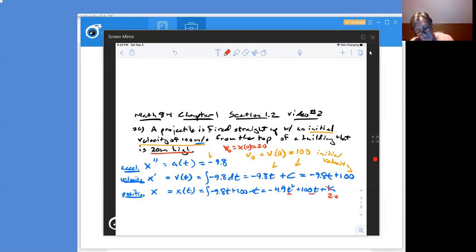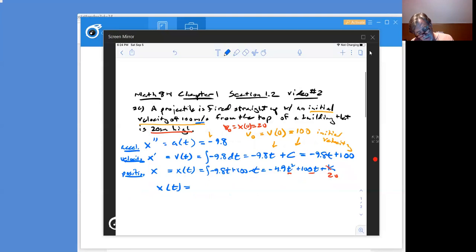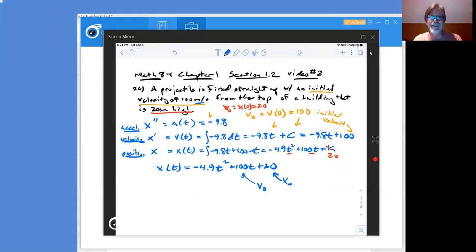So finally, what we have is our position function, classic Newtonian physics, a motion problem. And what we have is negative 4.9t squared plus 100t and then plus 20. And you can see, oh, that's the initial velocity. Oh, that's the initial position. It always falls out that way. You don't have any air resistance or anything like that. This is in a vacuum.